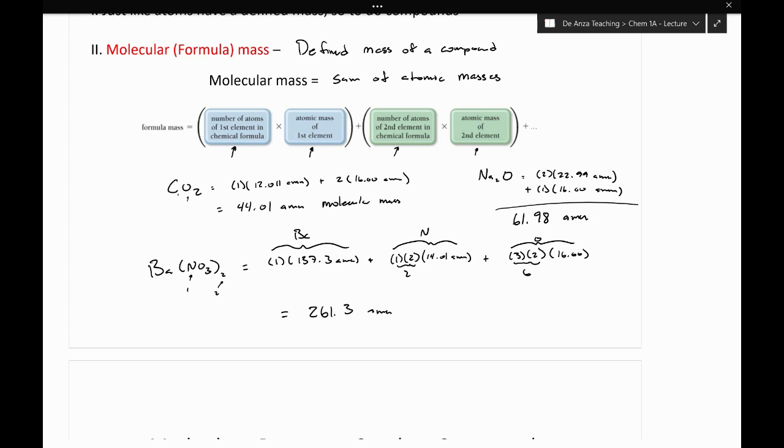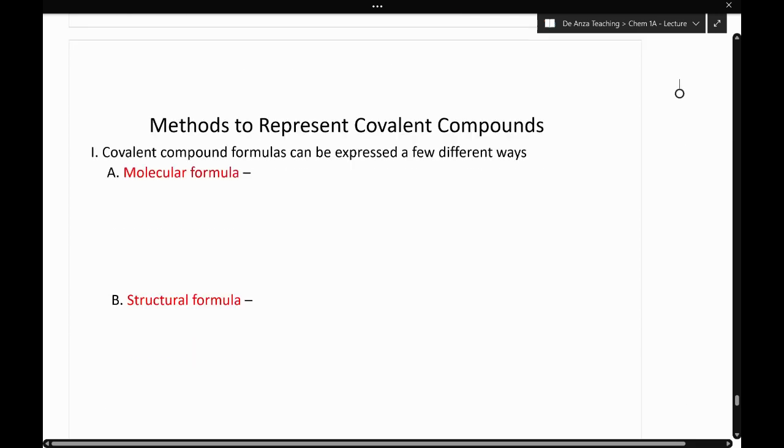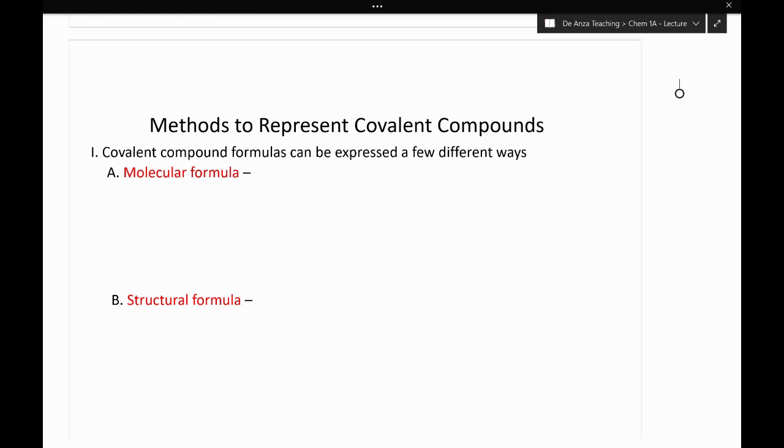Okay? And so this is how we can determine the mass, or how much a given compound weighs. The last thing I want to talk about today is covalent compounds. Focusing just on one type of chemical bond, there are a couple of different ways we can represent that chemical compound.